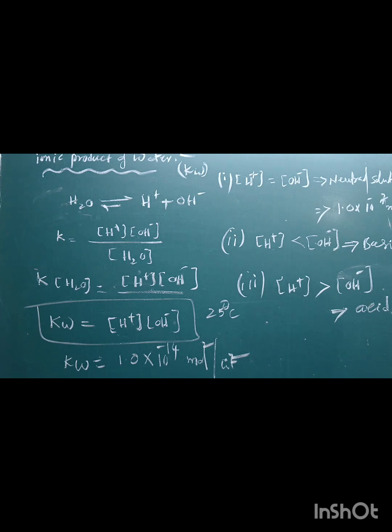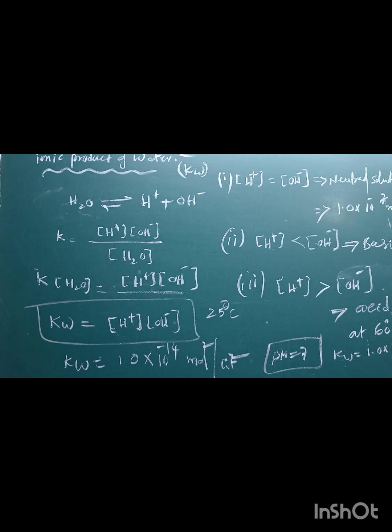The Kw value is 1.0 times 10 to the power of minus 14 at 25 degrees Celsius, where the pH value is approximately 7. If the temperature differs, for the same water at 60 degrees Celsius, the Kw value changes. As the temperature increases, the ionic product of water changes.